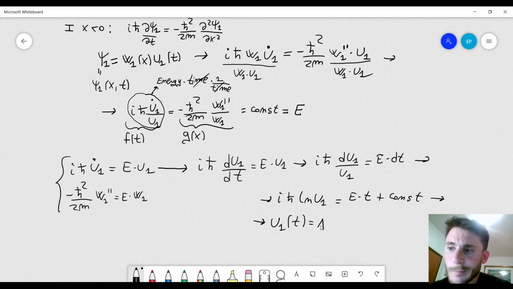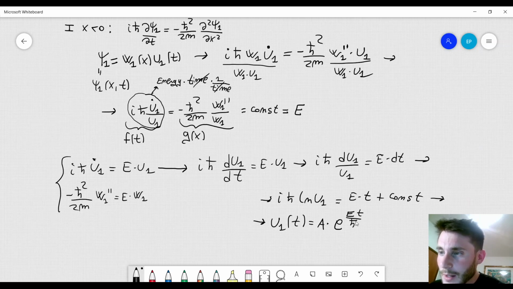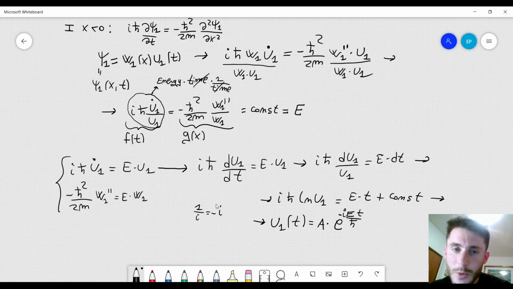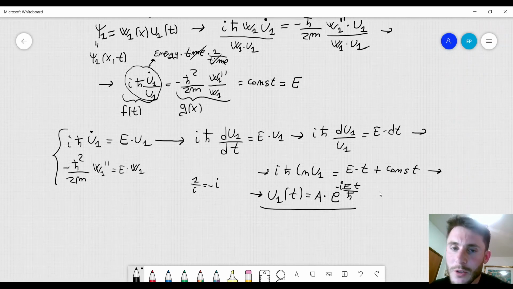We have some constant that I can call a times the exponential e raised to the power et divided by h bar. We also have a factor of I here, which appears in the denominator, or if you want you can put minus I like this, because 1 over I is just equal to minus I, because I squared is equal to minus 1, of course. Okay, so this is the solution for the equation that depends on time. And we will see that this solution will be the same in every zone. This is the time-dependent part of the Schrödinger equation.